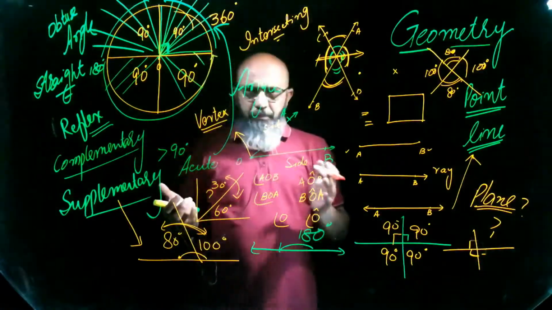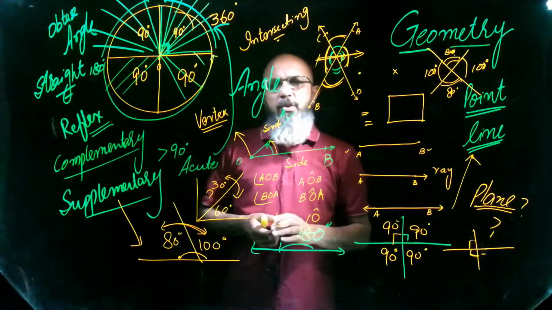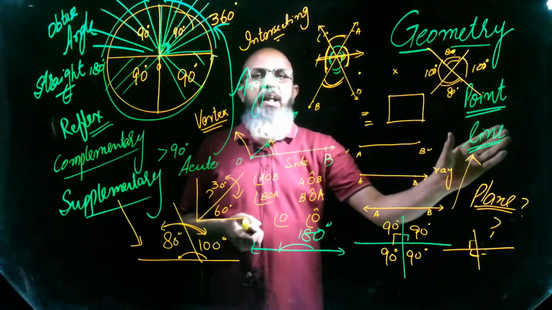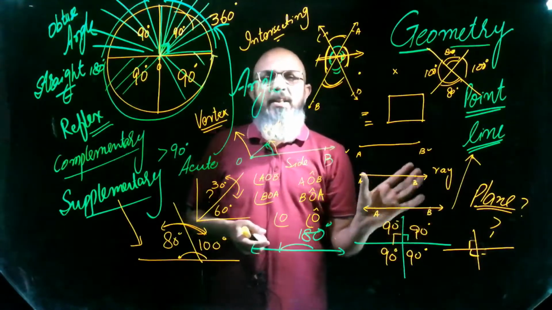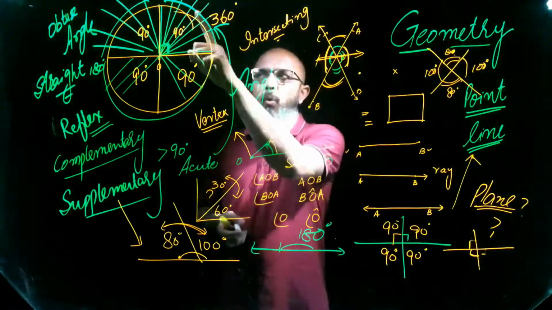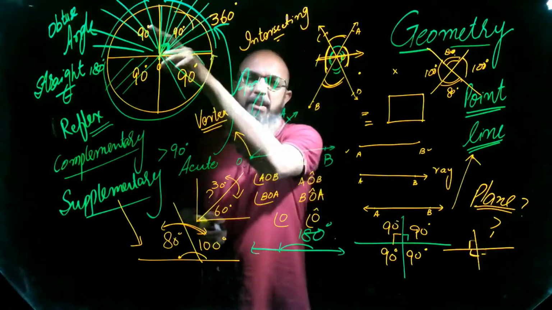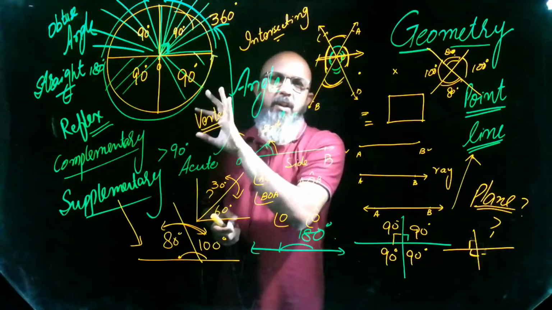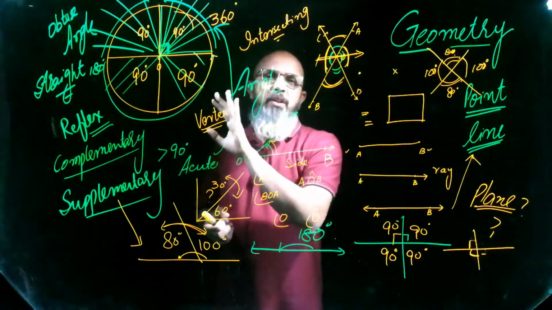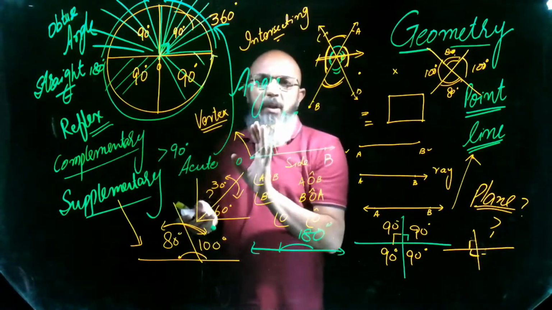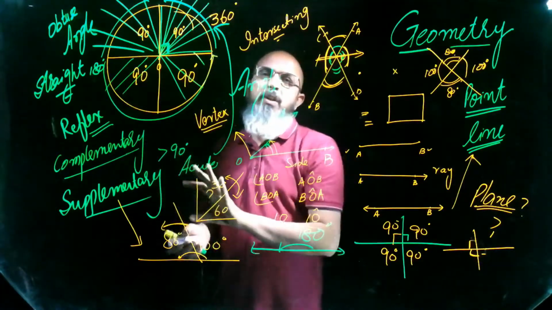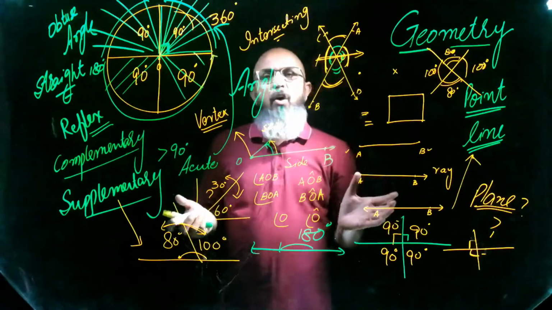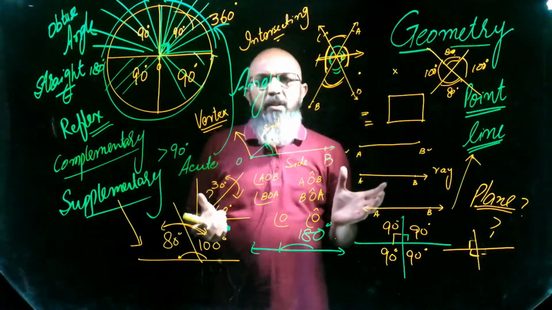Now I will recap what we learned today. What is geometry, what is a point, what are a line, ray and line segment, what is an angle, what is the total angle at one point, that is 360, what is a right angle, what is an obtuse angle, what is a straight angle, what is a reflex angle, what are complementary angles and what are supplementary angles. These are the basic concepts on which geometry stands.